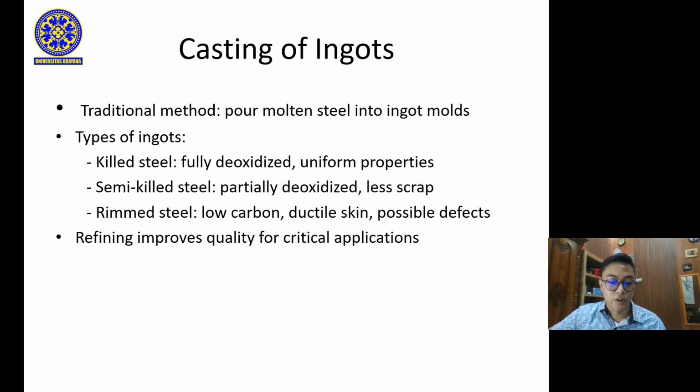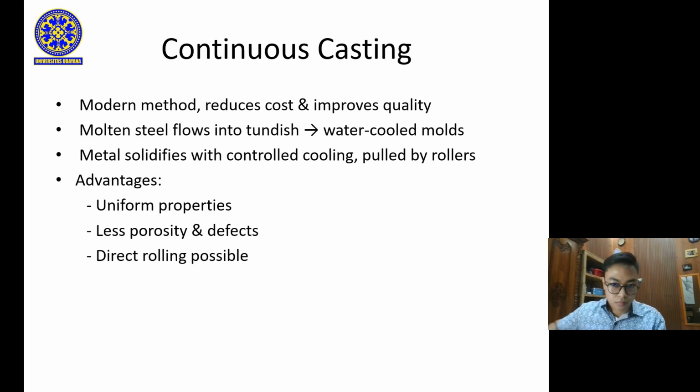But there is a refining process. It improves the quality for some critical and different applications of this steel. For the casting methods, a modern method is used. It is called continuous casting, to reduce costs and improve the quality of the ingot.